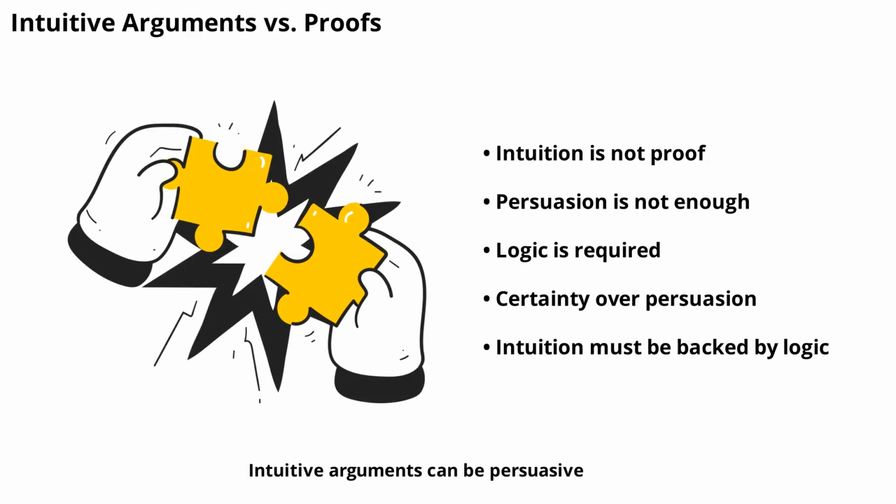Intuitive arguments can be persuasive, but they are not the same as proofs. An intuition might suggest that a statement is true, but without a logical argument, it cannot be accepted as a proof. Mathematics values certainty over persuasion, and only logical, step-by-step reasoning is accepted as proof. Intuition can guide us, but it must be backed by logic.